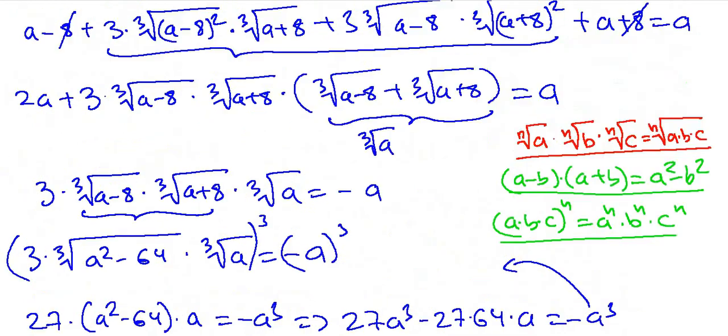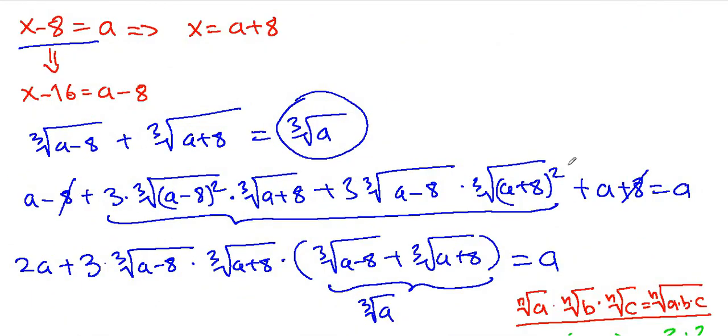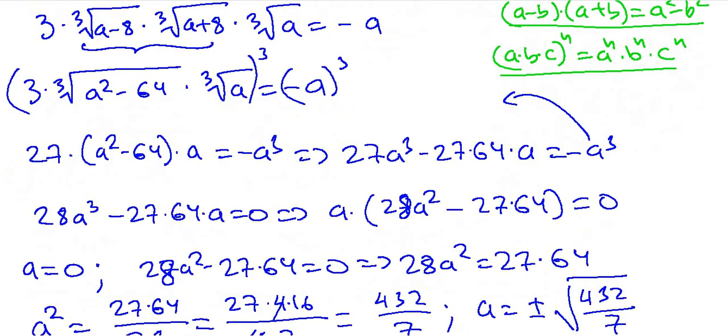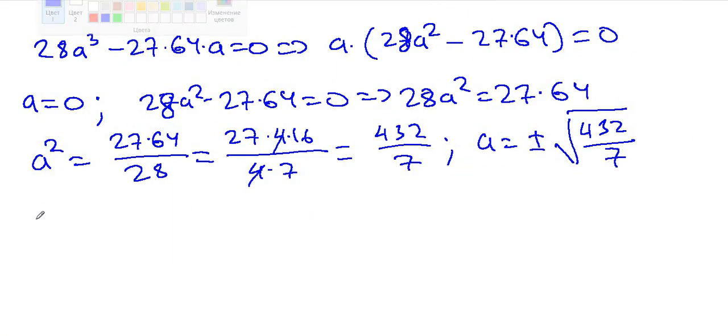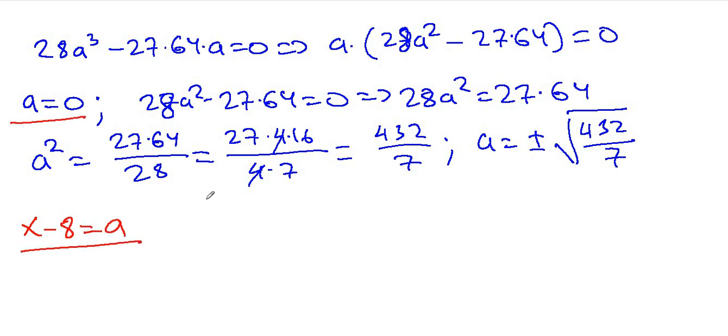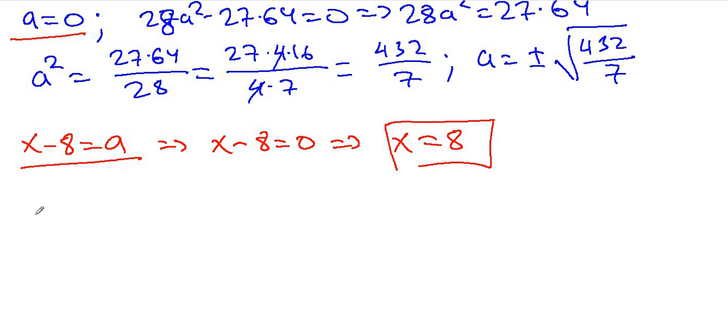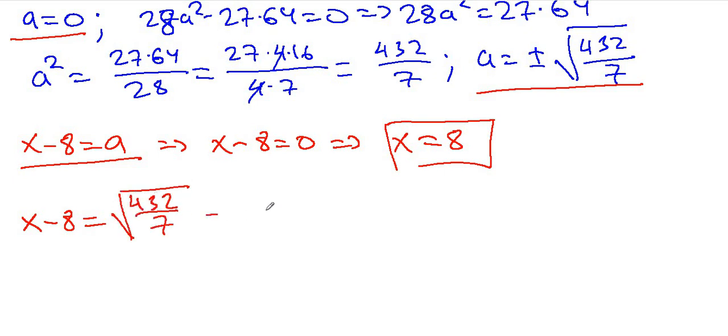As you remember, we said that x minus 8 is equal to a. So let me rewrite this equation here as it is. As you remember, x minus 8 was a. Now, the first answer was a is equal to 0. So here I'll automatically get that x minus 8 is equal to 0, and here x is equal to 8. This is the first answer. And the second answer is x minus 8 is equal to, if we take the plus, then simply square root of 432 divided by 7. And here I will get x is equal to square root of 432 divided by 7 plus 8.